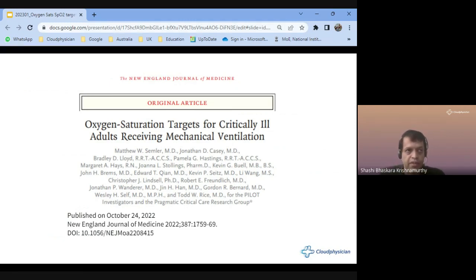I'd like to start off with a simple example and with some clinical relevance.